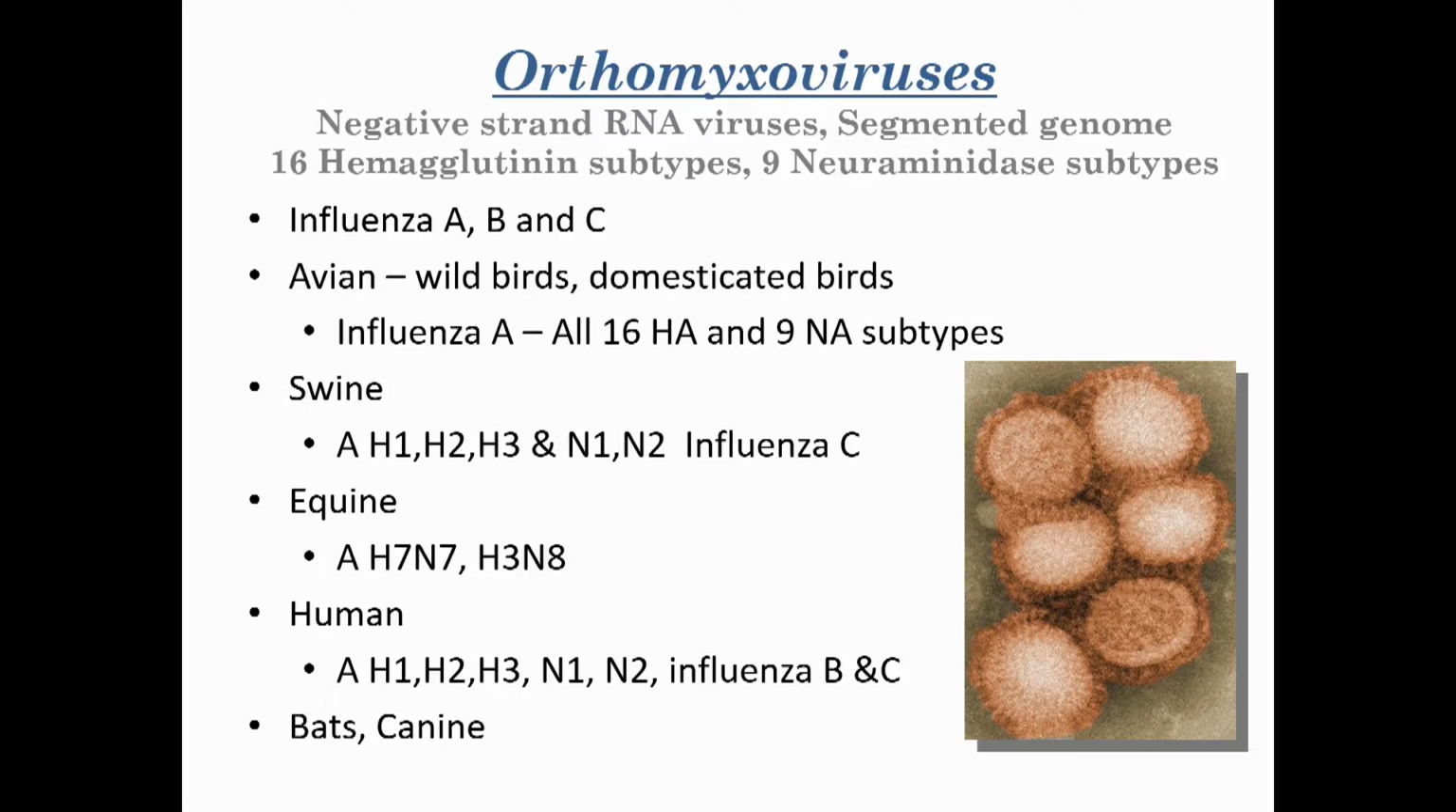Humans can get influenza A, but only the H1, H2, and H3 have been seen in humans, and the N1 and N2, and we also get influenza B and C. You also can see influenza sometimes in cats and in dogs, bats and in dogs.